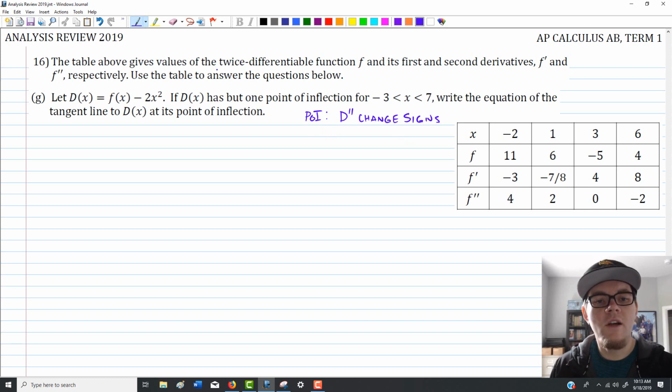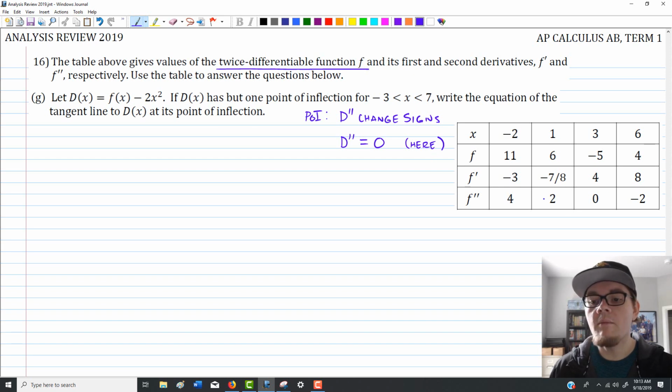In this particular case, though, because we have a twice differentiable function f of x, that means the second derivative f double prime of x has to be continuous as well. And since it's continuous, the only way that the function can change signs is if d double prime equals 0. So in our situation here, we can actually settle for finding where d double prime equals 0.